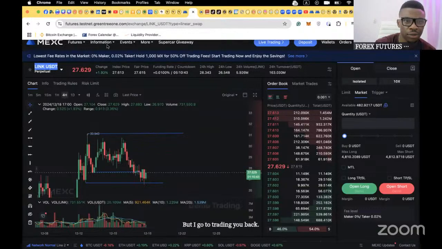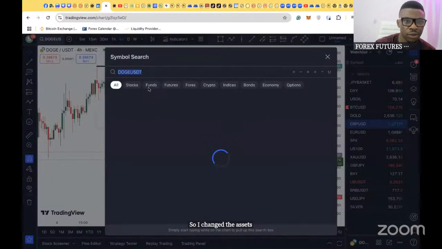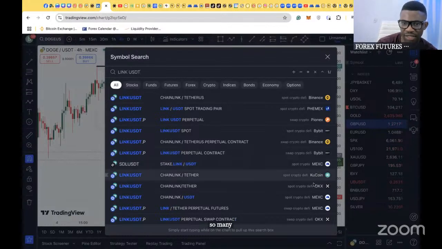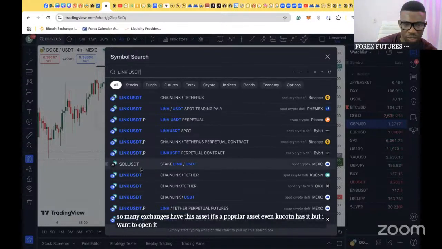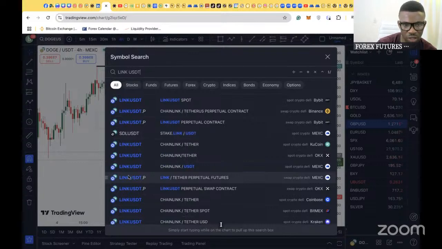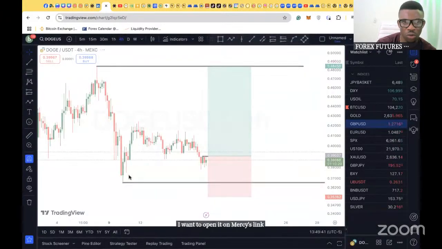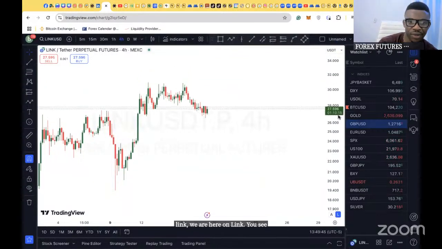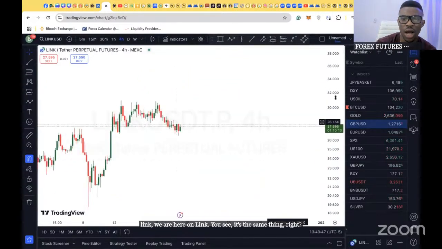So I change the asset to link USDT. So many exchanges have this asset. It's a popular asset. Even KuCoin has it. But I want to open it on Mexc because this is not link. I want to open it on Mexc. This is link. Correct. Open it. Link. We are here on link. You see, it's the same thing, right? We are on link USDT on Mexc.